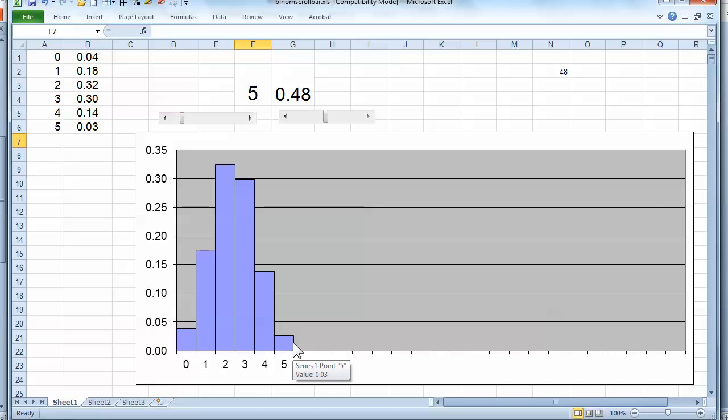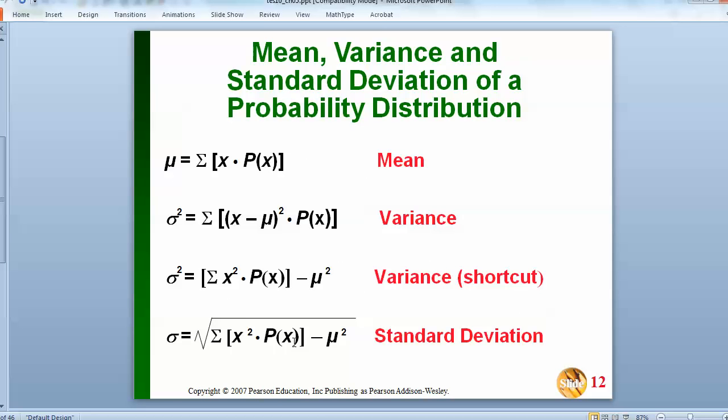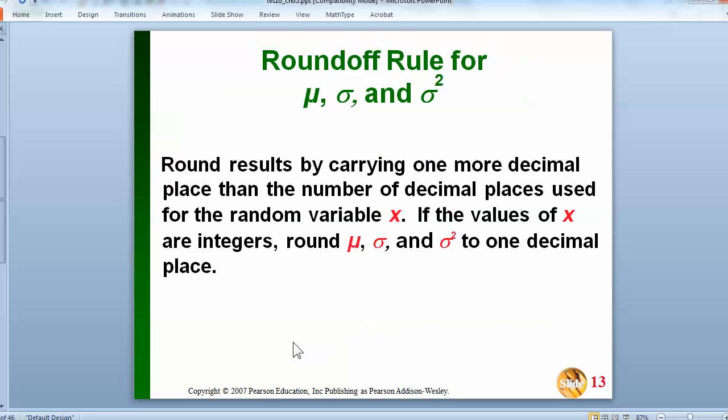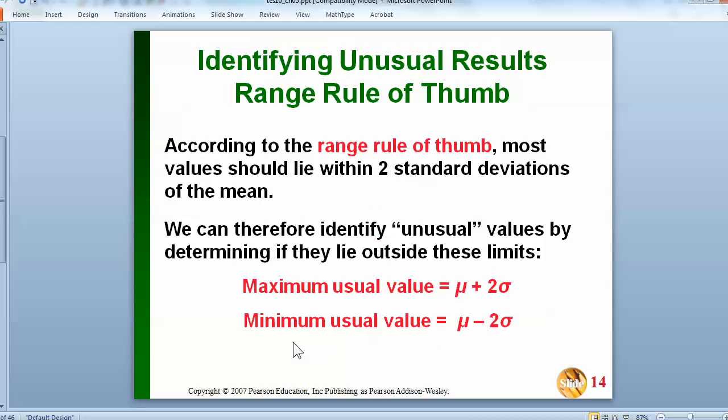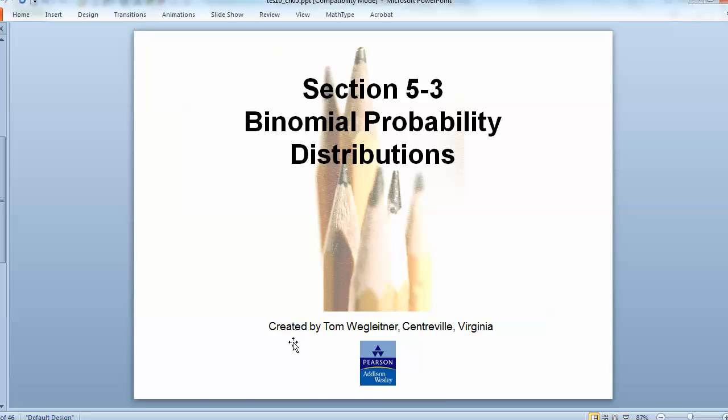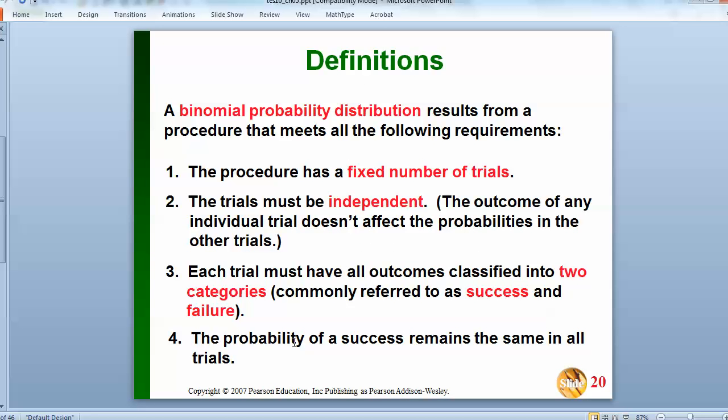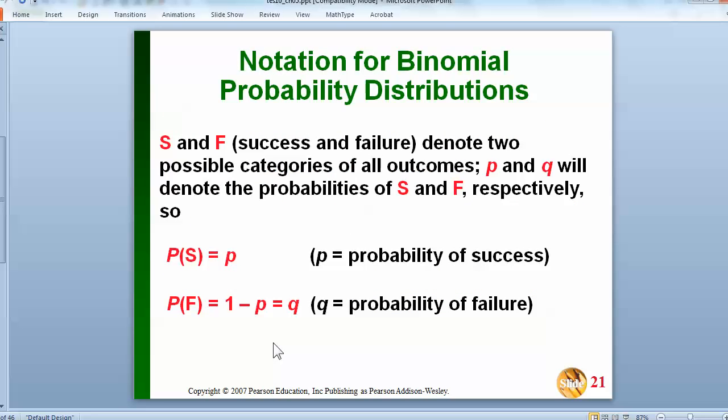It looks nice. All right, so that's what we talked about in Chapter 5, and then we determined how to find out in general the mean, standard deviation, variance, and so on from the probability distribution. And then we got more specific when we talked about the binomial one. And the binomial one just had a couple other requirements. It was that there's a fixed number of trials. Each of the trials were independent. They were classified into 2 categories, and the probability of success remained constant. There are other discrete probability distributions, but those are the only ones we looked at.